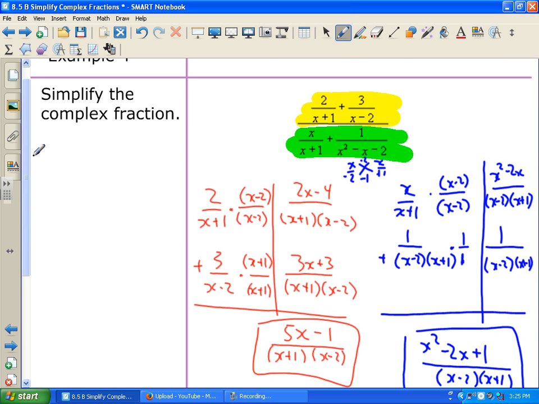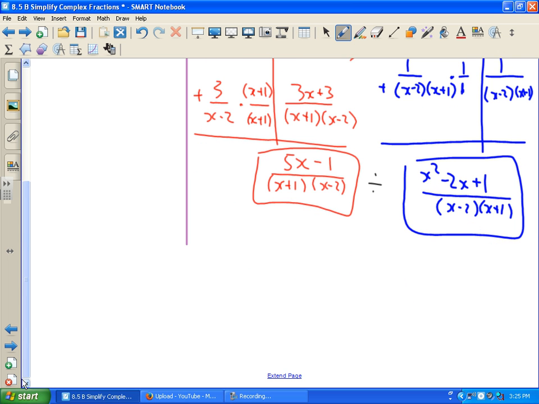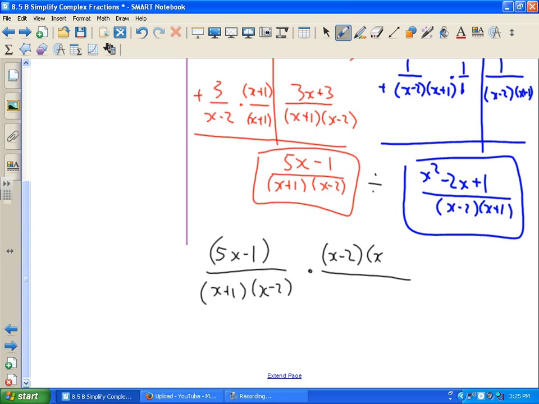I've simplified the top, simplified the bottom, had to find a common denominator using magic mirrors, fair amount of work, but now comes our rewrite that actually says 5x minus 1 over x plus 1 times x minus 2, divided by x squared minus 2x plus 1 over x minus 2 times x plus 1. So I'm going to rewrite. So I'm going to multiply by my reciprocal. It's 5x minus 1 over x plus 1 times x minus 2, multiplied by the reciprocal here, x minus 2 times x plus 1 over x squared minus 2x plus 1.